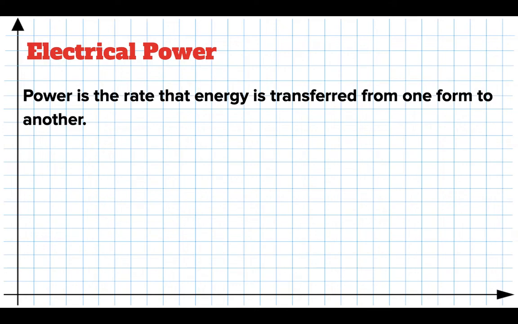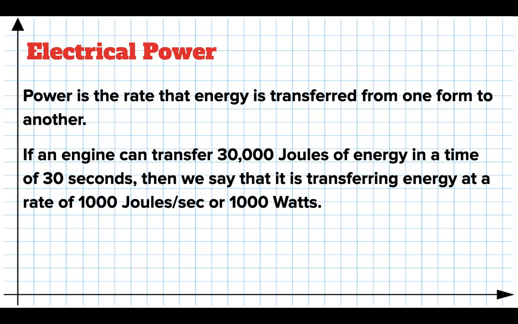Energy is transferred all over the place. You buy energy in the form of gasoline. You store it in your car. That is chemical potential energy. And your engine turns that chemical energy into kinetic energy, and the rate at which the energy is transformed is the power of your engine. And we can measure that power in either watts or in horsepower. So power is the rate that energy is transferred from one form to another.